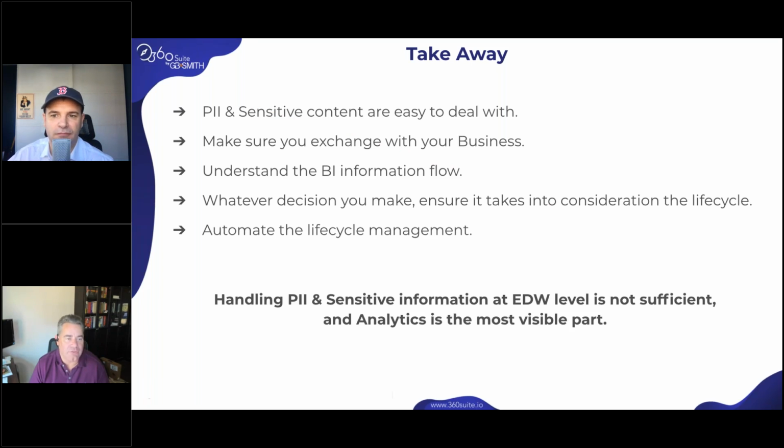Understand the BI information flow. So really understand how data comes into your system, but how it flows out as well. It might surprise you. And then whatever decision you make, make sure you take into consideration that full life cycle, right? So origination of data coming in, and then when it does become no longer useful, how do we archive and actually remove it from the system? And then work on automating that life cycle management so it doesn't become an extra task for you to worry about, but it's handled more so by the system.